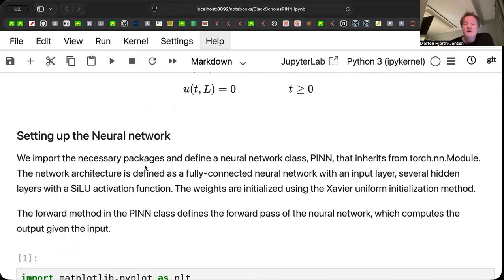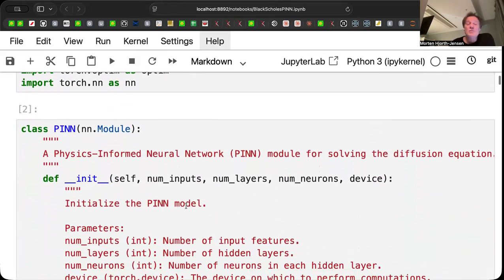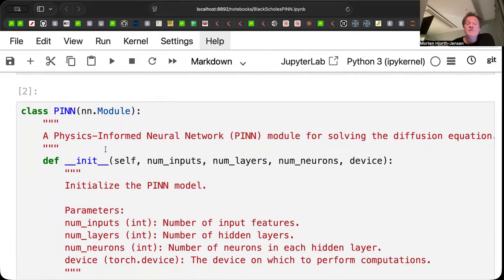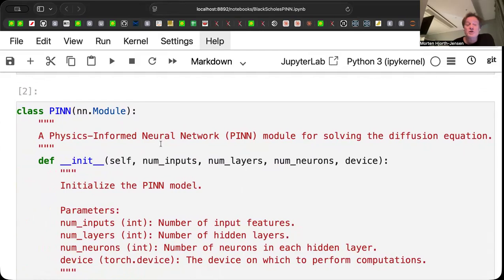So we need to import the different packages. When we look at the PINN here, we are going to import the optimization part. We are going to import the nn part, which is the neural network part. And then we just import torch. So when we've done that, we can start defining the PINN class. So this is a physics-informed neural network module for solving the diffusion equation.